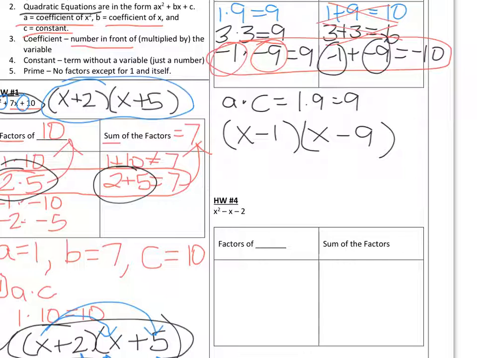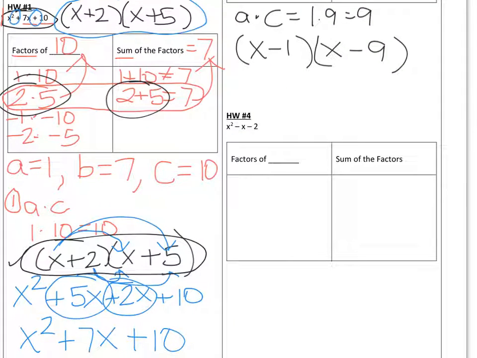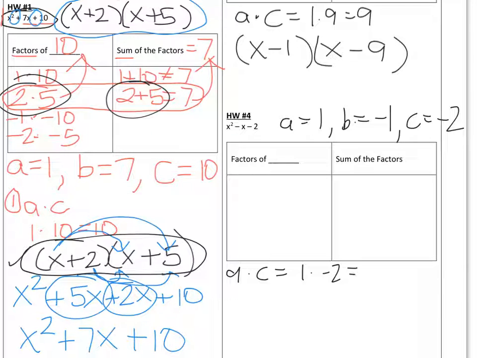Okay, let's look at number 4. So our A is 1, our B is negative 1, and our C is negative 2. So A times C is 1 times negative 2, which is negative 2. So we want multiplication problems that equal negative 2. And our sum needs to be this one, B, which is negative 1.